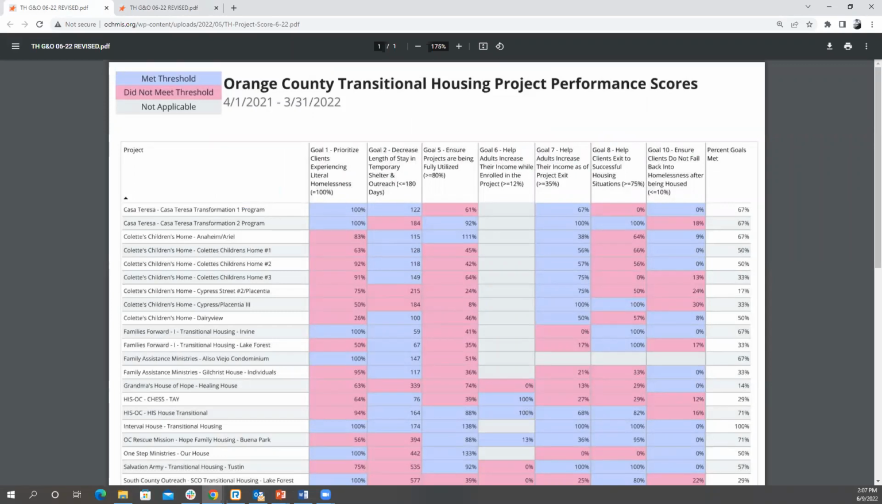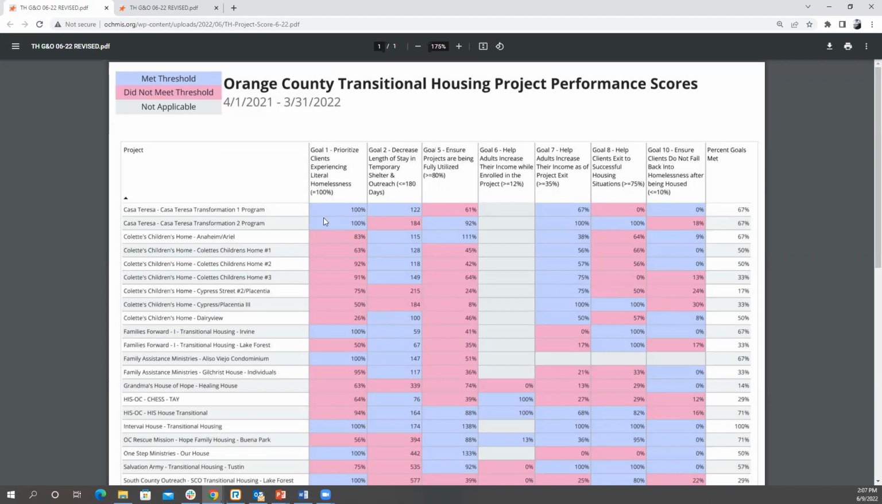So now we're going to transition over to the latest transitional housing project performance report. This report was pulled from April 2021 through March 2022. If your agency is COC funded for transitional housing, this will be included in the NOFO ranking. That should only be one project. So everyone else, this is just for your reference and to help you with your own planning internally.